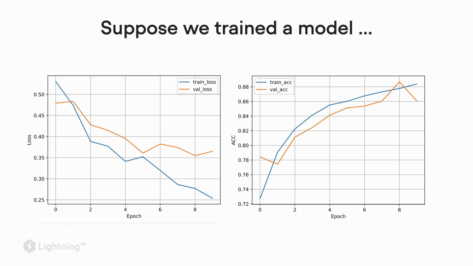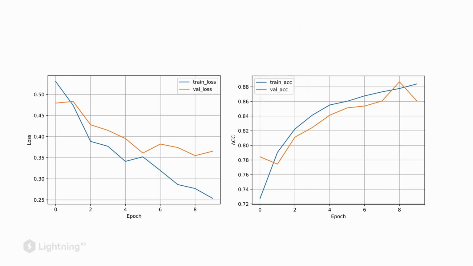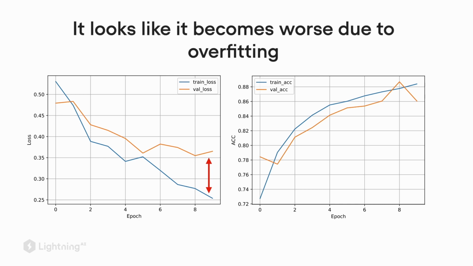On the right-hand side you see the accuracy plot. So we have the training accuracy and the validation set accuracy. Here, the larger the better. So you may notice that the model becomes worse over time here due to overfitting. You can see on the left-hand side this gap between the training loss and the validation loss, and there's also on the right-hand side the gap between the training accuracy and the validation accuracy.